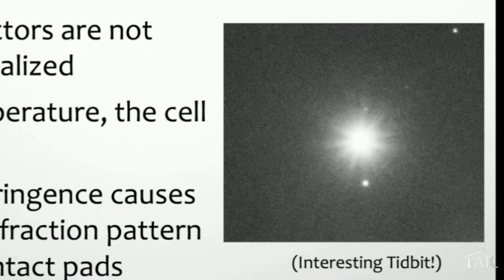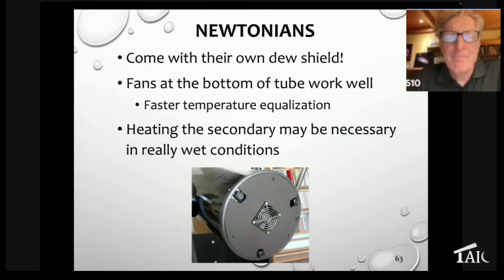But that's another way to fix it would be to just gently heat that cell to hold it at a higher temperature. But again, you don't want that heat going into your optical path.